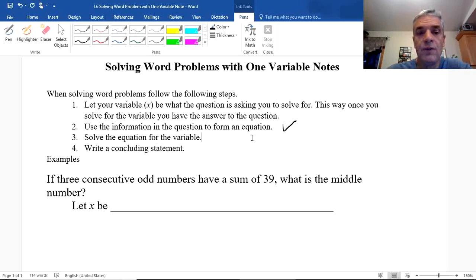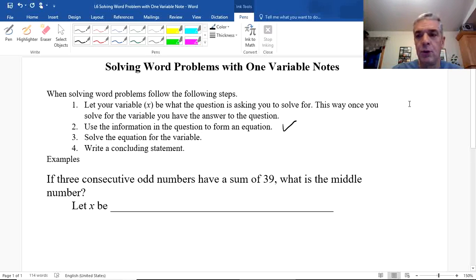And then you solve the equation for the variable, which is probably easier to do than many of the equations we've been working on, so you don't have a lot of difficulty on that side. And then you write a concluding statement. Often students forget to do that, and that does cost them some minor marks. But those are the 4 steps that you want to keep in the back of your mind when you're solving a word problem.